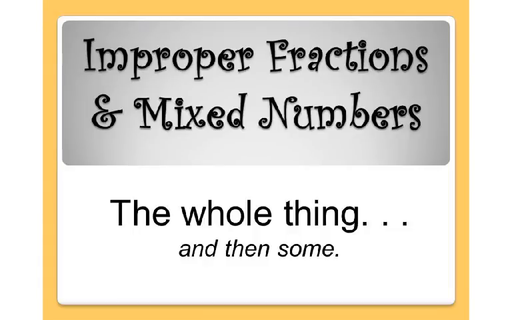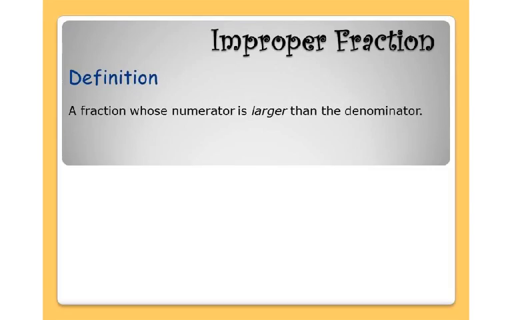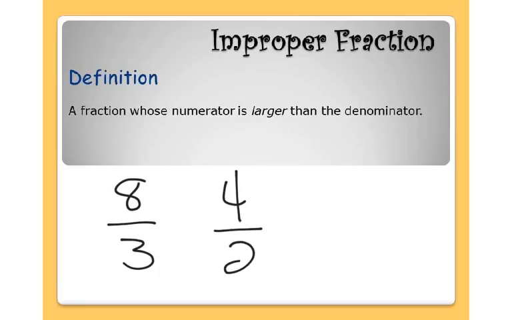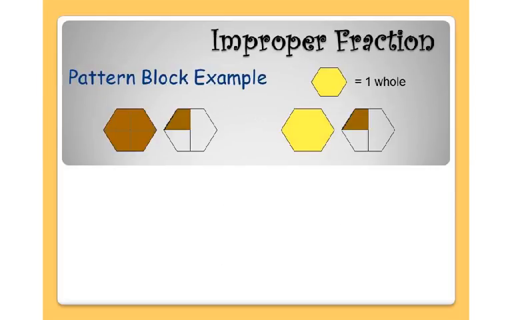Today we're talking about improper fractions and mixed numbers. And as the title suggests, we're dealing with fractions that are greater than one whole. Improper fractions are fractions whose numerator is larger than the denominator. For example, 8/3, 4/2, 12/7. All of those are examples of improper fractions.